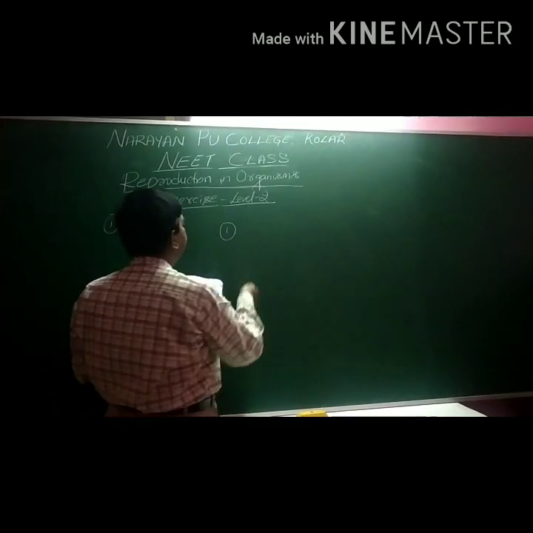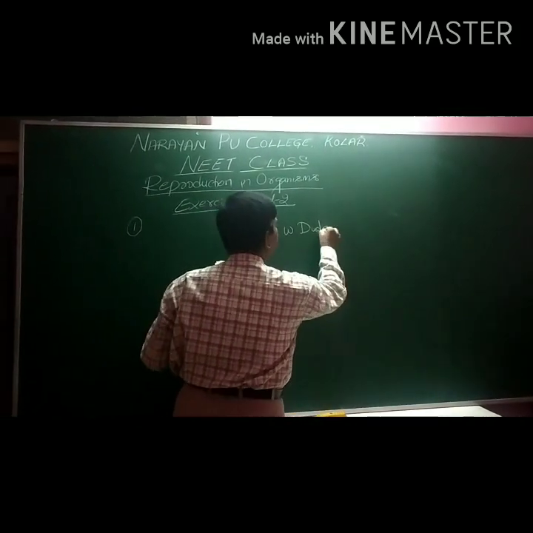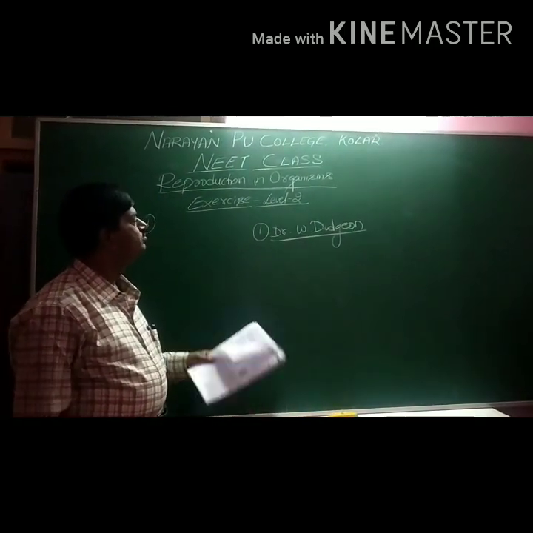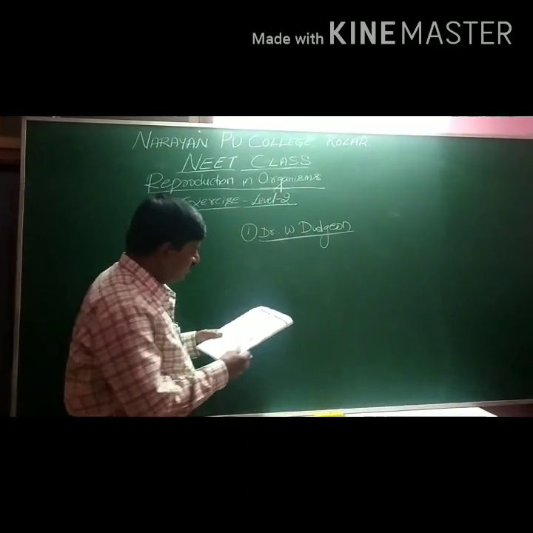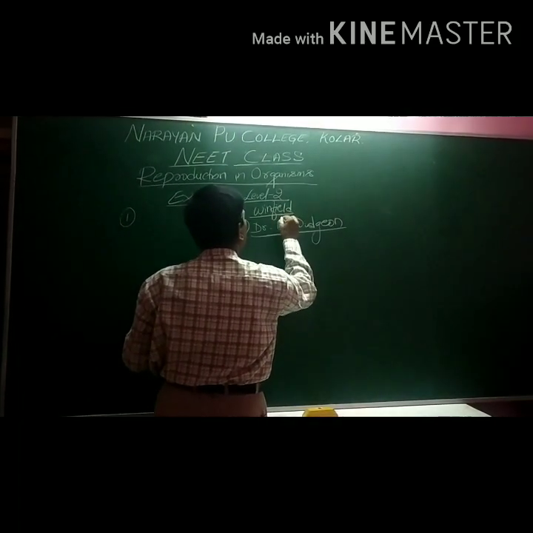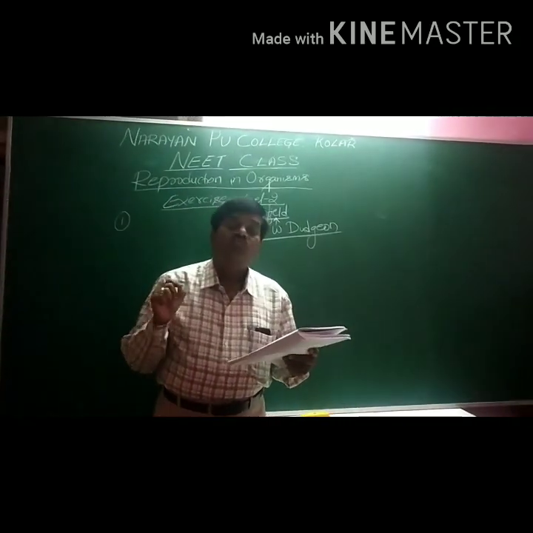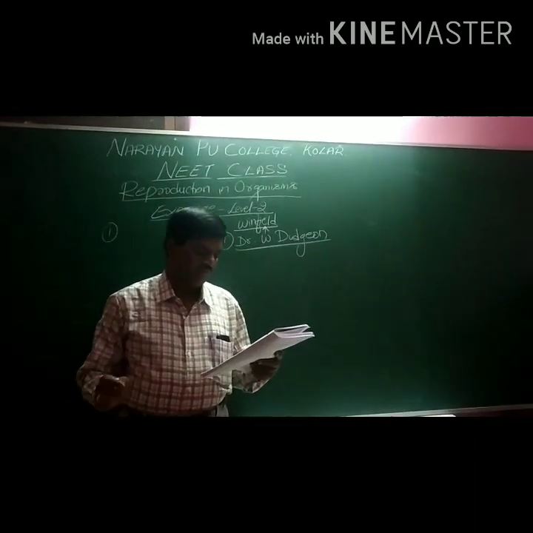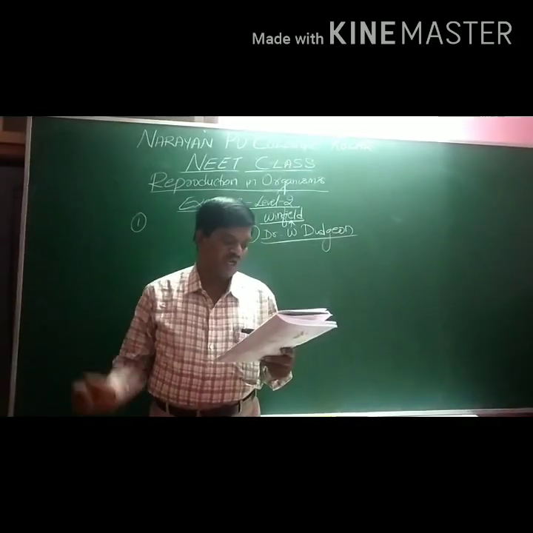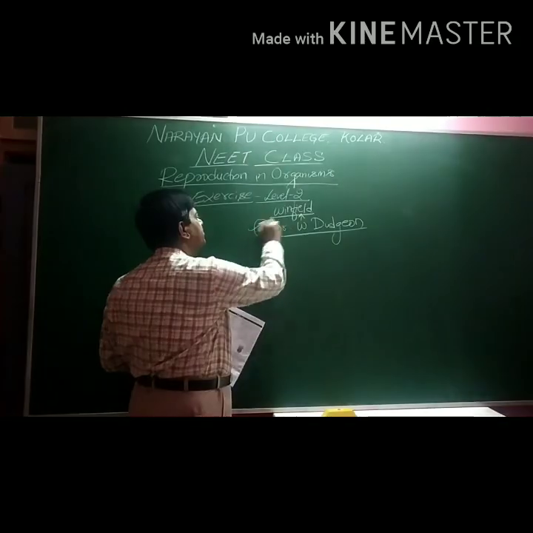The first one is Dr. W. Dodgin. This W is nothing but Winfield Dodgin. This person is called the founding president of the Indian Botanical Society. So this is the right option. Panchanan Maheshwari was inspired by this person. So the first option itself is the right answer.